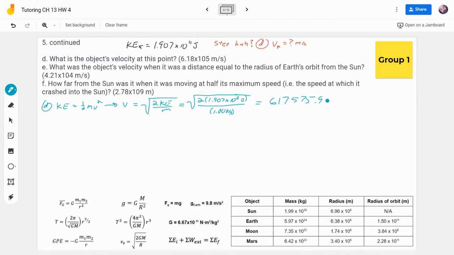This is in meters per second. Okay, let's put the commas in. 1, 2, 3. So there's a comma. So yeah, you could leave the number like this. That's not a crazy, ridiculous number to write.